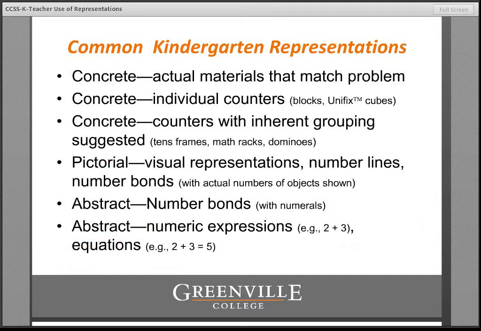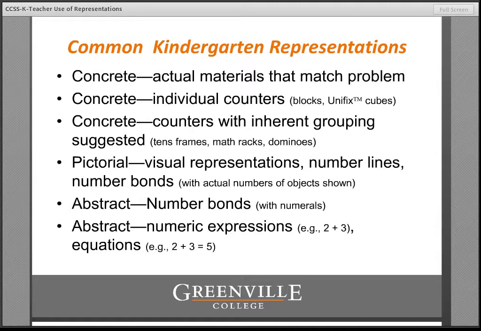So here's a list of some common kindergarten representations. Concrete, pictorial, and abstract are classifications, but it's really more of a continuum than discrete categories. So you'll see that you can start with things that look like the actual materials or are the actual materials. If the problem is about people, you're acting it out with people. If the problem is about muffins, you at least have pictures of muffins, if not real muffins. Eventually, children get to the point where they can use blocks and more generic counters to represent anything, flowers, cars, people, whatever. And then they get to the point where they're using counters that have some inherent groupings.